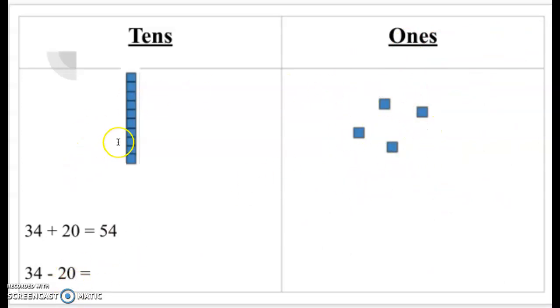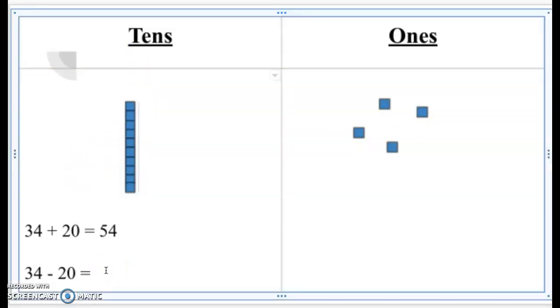So our total answer would be, we would count the 1 ten, which would be 1, and the 4 ones, which would be 4. So we would get 1 ten and 4 ones, total of 14. So 34 minus 20 would equal 14.